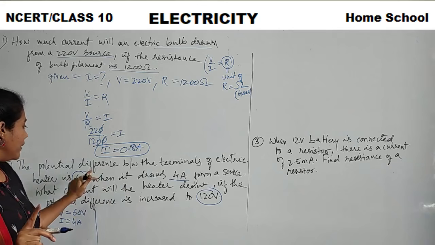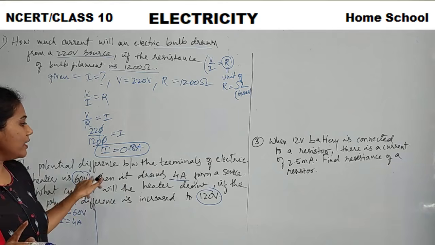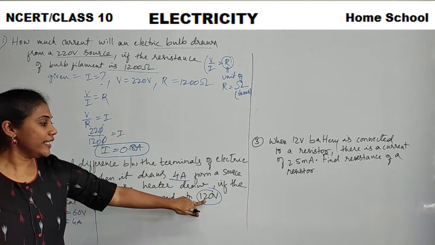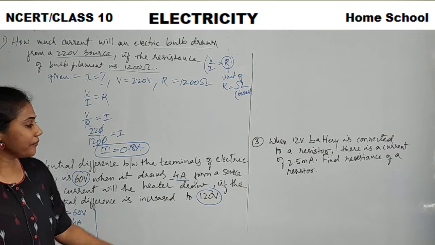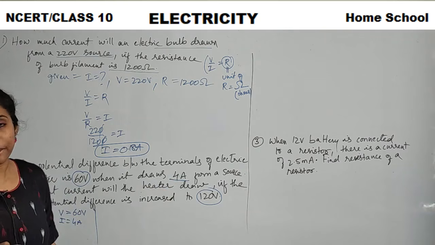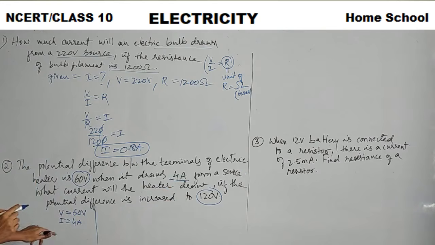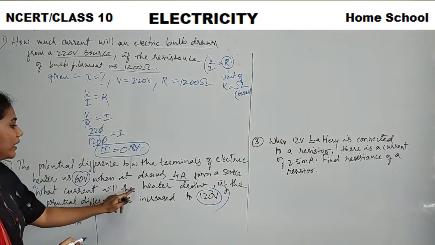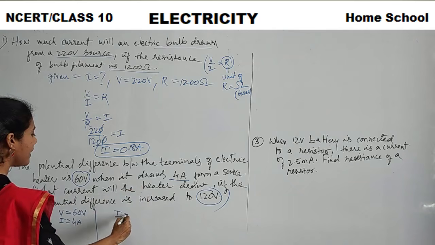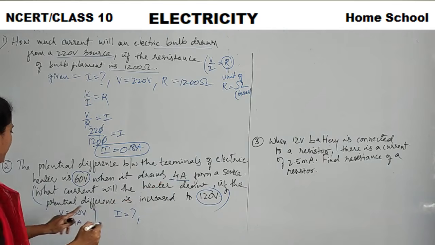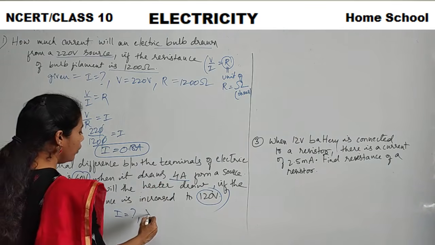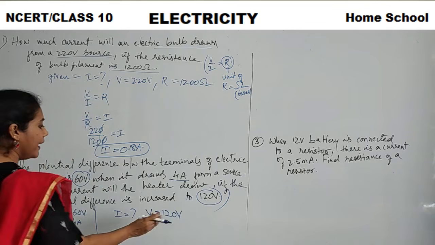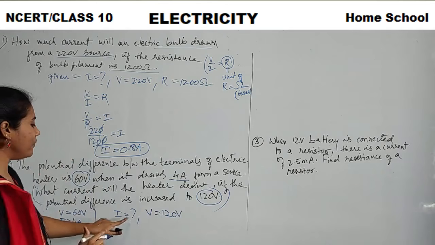Understood the question? When you gave a voltage of 60 volts, you got this much current. But when you increase the voltage to 120 volts, how much current do you get? That's what they are asking. This is our question actually. What current will the heater draw? So I is what they are asking. What is given? The potential difference is increased to 120 volts. And now, what is the relationship between V and I, guys?